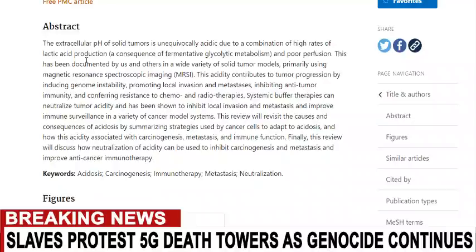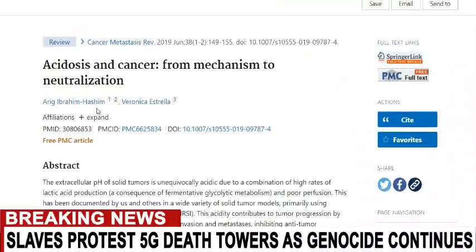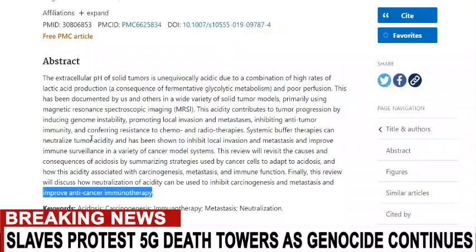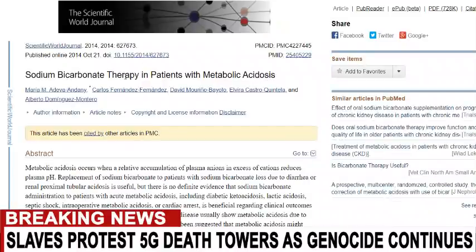And poor perfusion. This has been documented by us and others in a wide variety of solid tumor models. Finally, this review will discuss the neutralization of acidity that can be used to inhibit carcinogenesis and metastasis and improve anti-cancer immunotherapy. Who would have thought baking soda was going to be linked to all of this? Sodium bicarbonate in therapy in patients with metabolic acidosis.